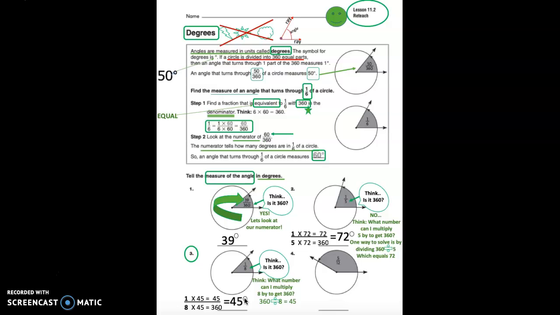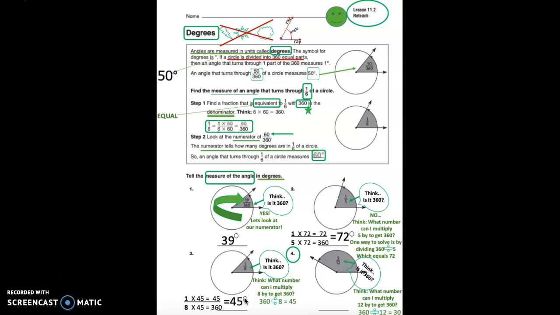Let's take a look at our final problem. Number 4. 5/12. What's different in this problem? I know that I have 5 now in my numerator, and I still don't have 360 in my denominator. So I need to think, what can I multiply 12 by to get 360? I know 12 times 3 is 36. So 360 divided by 12 must equal 30.